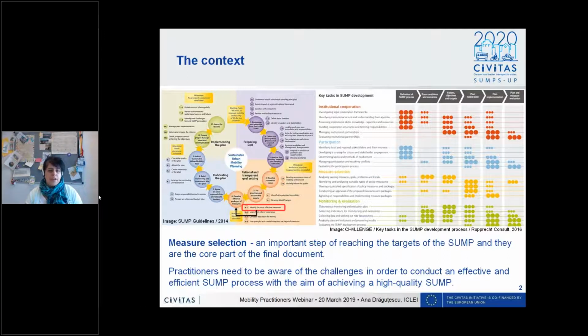Practitioners need to be aware of the challenges that they can face and meet along the way in order to conduct an effective and efficient SUMP process with the aim of achieving a high-quality SUMP.